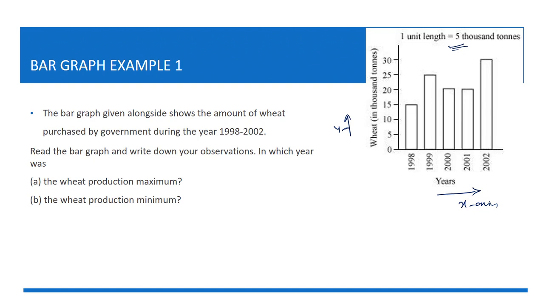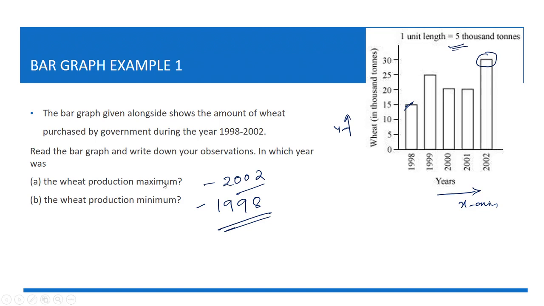So here the question was, read the bar graph and write down your observations. In which year was the wheat production maximum? There is no need to calculate, only by observing here we can easily conclude that in 2002 the wheat production is maximum. In which year was the wheat production minimum? That is in 1998. See, compared to the other year, this is a little lower. So it is going to be 1998, right.